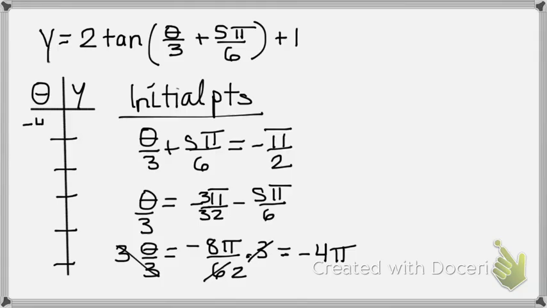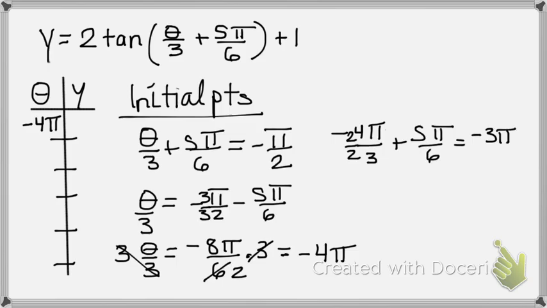Negative 4 pi. I'm going to double check and see if that makes sense. You won't know exactly what I'm doing here, but if I go negative 4 pi over 3 plus 5 pi over 6, and then I multiply by 2 over 2, that's negative 8 plus 5 is negative 3 pi over 6, which is negative pi over 2, which is what I need. Okay, so that works.